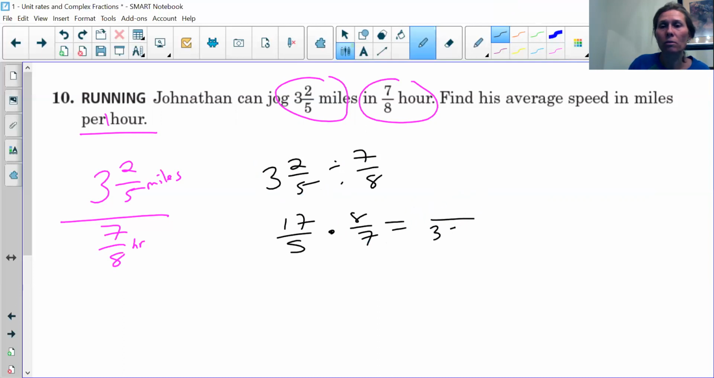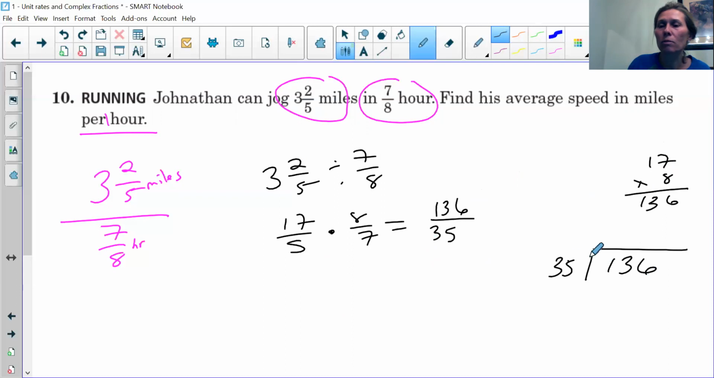The denominator is going to be 35. 17 times 8 is 136. 136 over 35. All right. Ooh, that's going to give me a not nice number. So let's go ahead and divide 136 divided by 35.